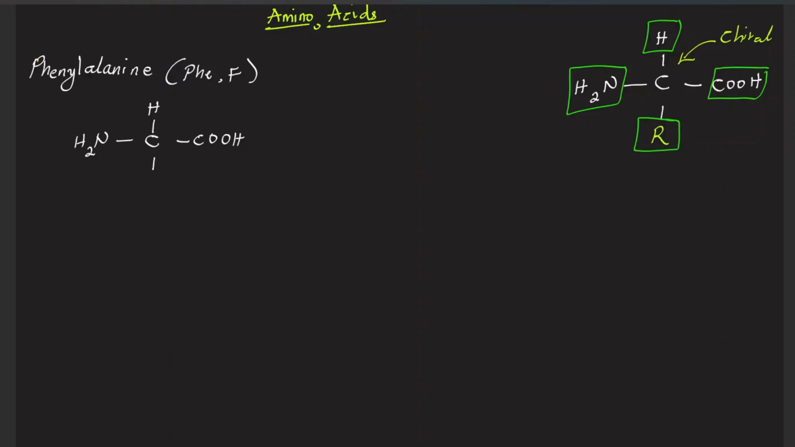For the R group of phenylalanine, we have a C. If it was just a CH3, that would be an alanine, but then it's attached to a benzene ring. So that's the phenyl part. There we go. And this carbon has 2 hydrogens attached. So this is the structure for phenylalanine. It has a CH2 group attached to a benzene ring.